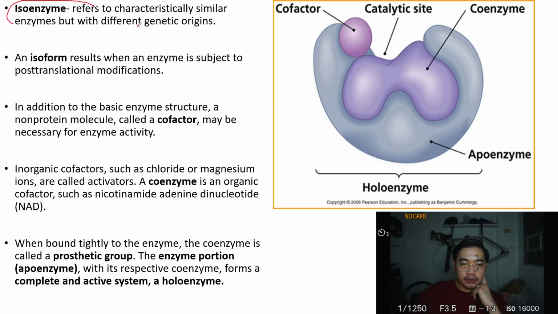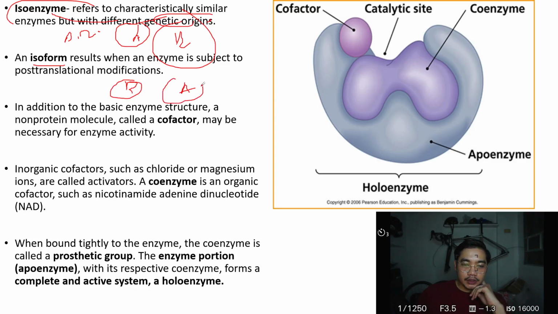So isoenzymes: if enzyme A and B do the same chemical reaction and they basically look the same, but they differ in their genetic origin, they are what we call isoenzymes. Your isoforms, on the other hand, are basically the same enzymes from the genetic level and from translation. What happens is there are post-translational modifications. What does that mean? After they are translated by your ribosomes, there are additional characteristics added, so that's why they're quite different. They are isoforms of one another, and in the case of isoenzymes, they are isoenzymes of one another.